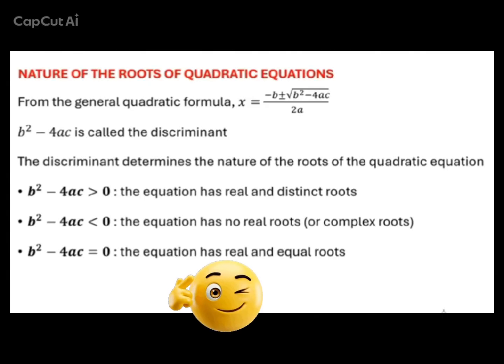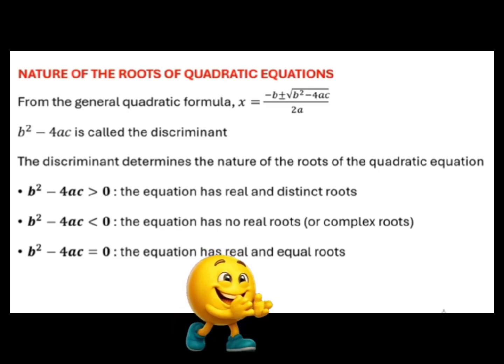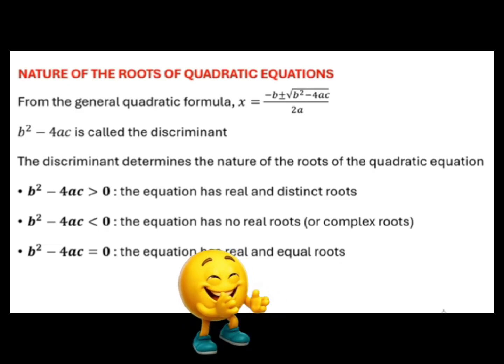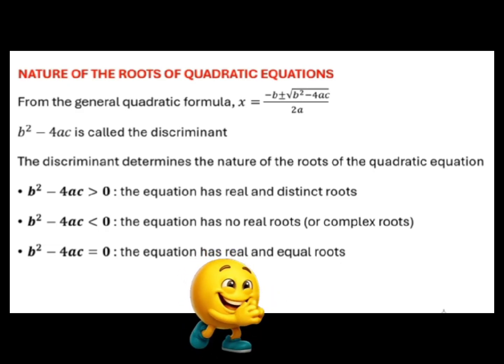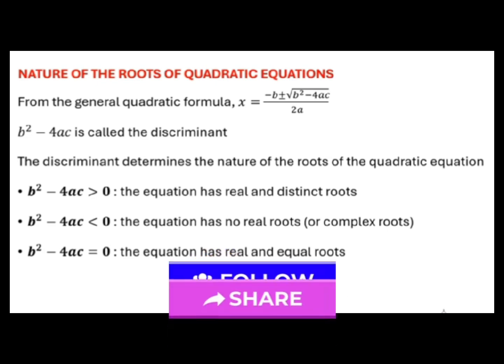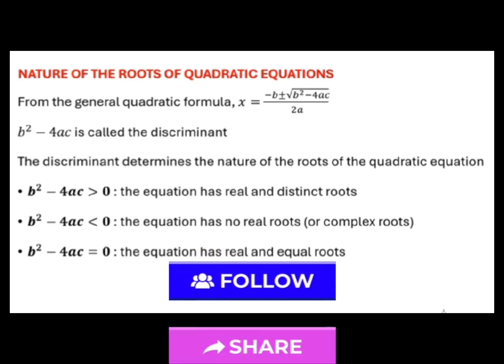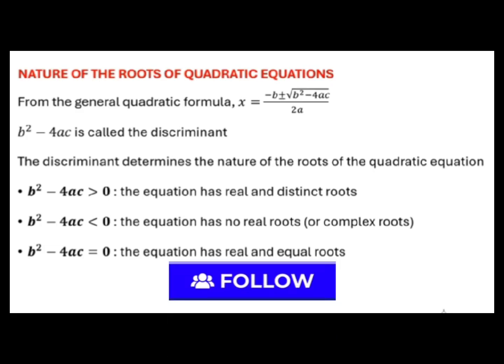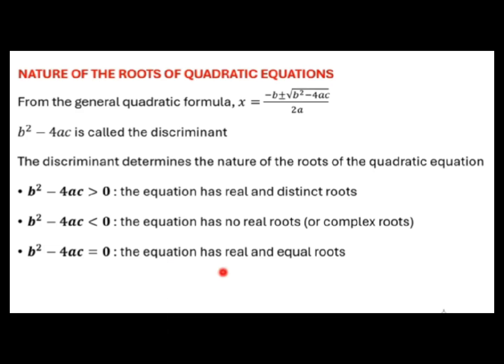The nature of the roots of quadratic equations. The general quadratic formula depends on the discriminant, and that is b squared minus 4ac. In other words, it is the discriminant that determines the nature of the roots of the quadratic equation. When the discriminant is greater than 0, the equation is said to have real and distinct roots. When it is less than 0, the equation is said to have no real roots, or complex roots. And when the discriminant is equal to 0, the equation has real and equal roots.